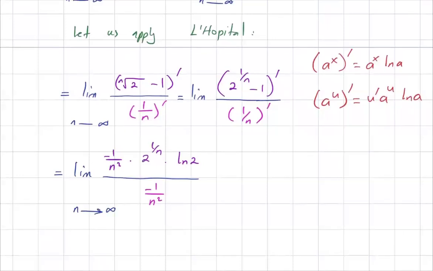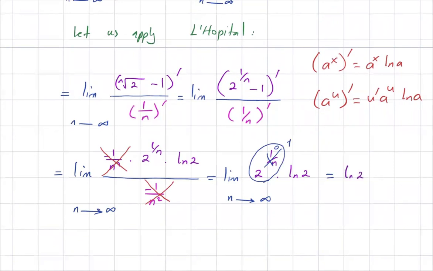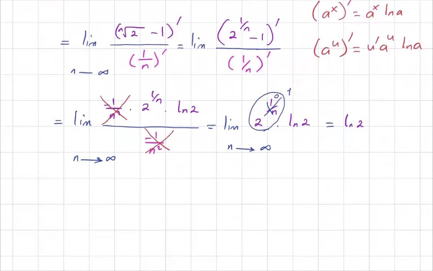You can cancel out these two. So you're left with the limit of 2 to the power 1 over n times ln of 2 as n goes to infinity. But 1 over infinity is 0. 2 to the power 0 is equal to 1. So this limit is equal to 1 times ln of 2, or ln of 2. Very good. If you use a calculator, you can approximate ln of 2, but this is a finite positive number.